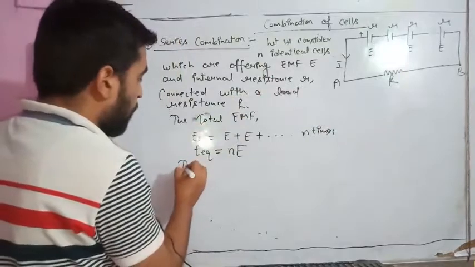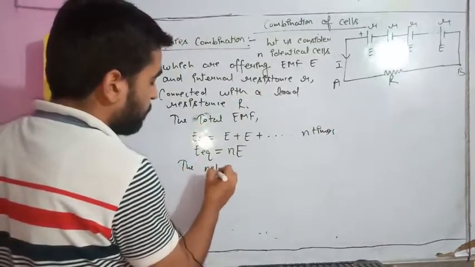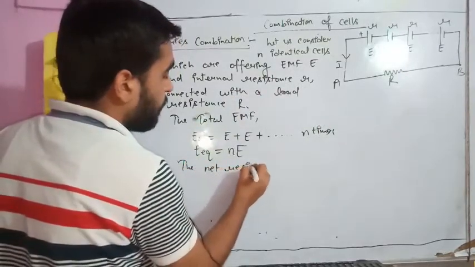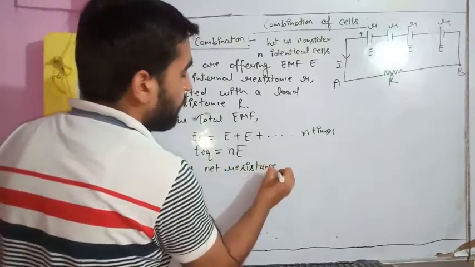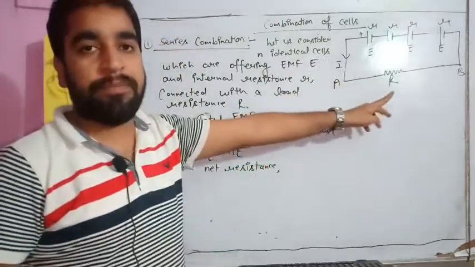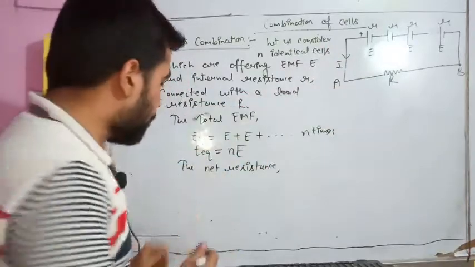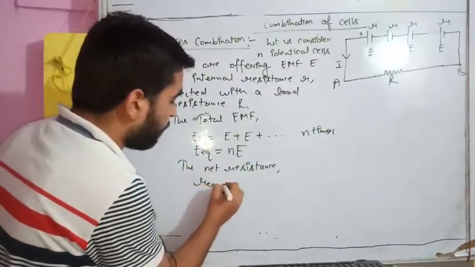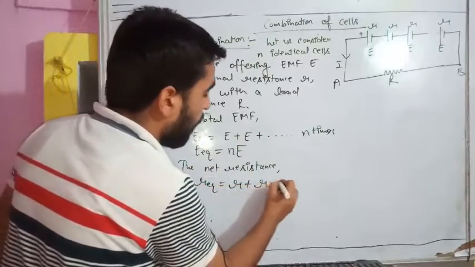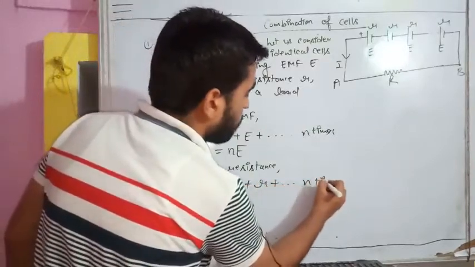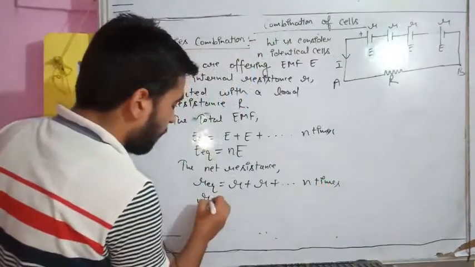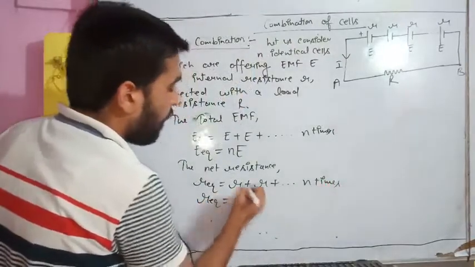Now the net resistance. As all cells are connected in series combination, their internal resistances are also connected in series combination. So R equivalent will be equal to R plus R, how many times? N times. So R equivalent will be equal to NR.